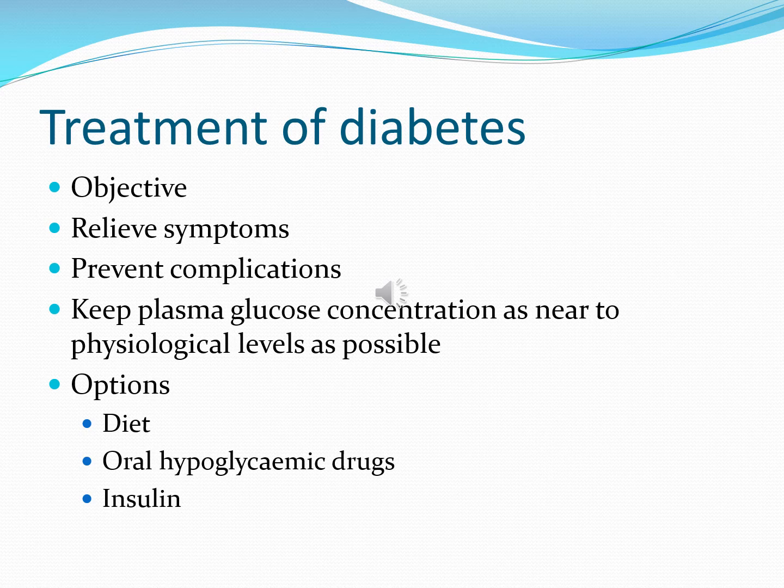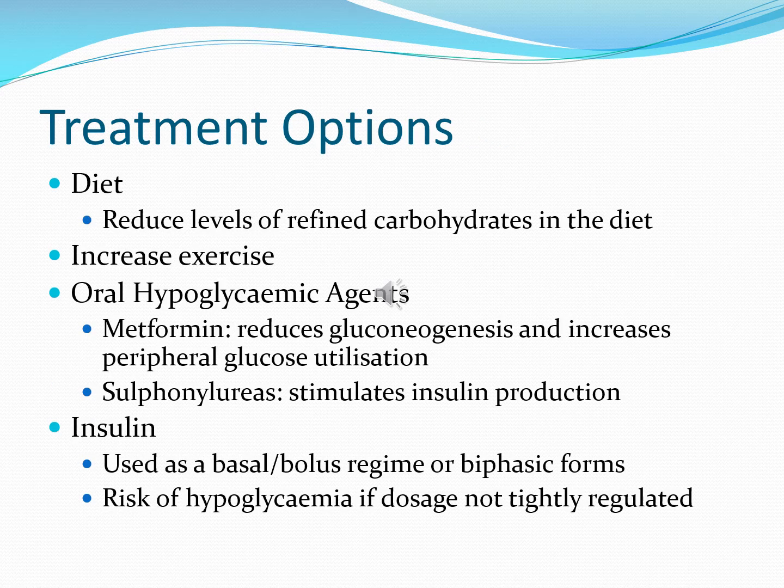The options are diet, which can work in pre-diabetes, but often in type 1 and type 2 patients is not enough. Oral hypoglycemic drugs, so we mentioned sulfonylureas earlier, that's the one that binds to that potassium channel. And of course, insulin. So in terms of diet, you'd want to be advising reduced intake of refined carbohydrates. Increased exercise, of course, will always be beneficial.